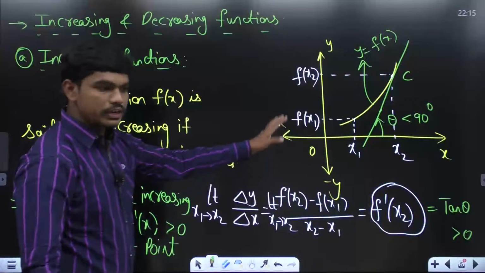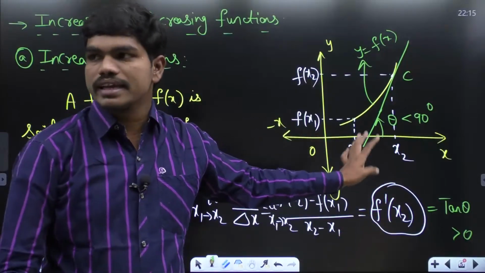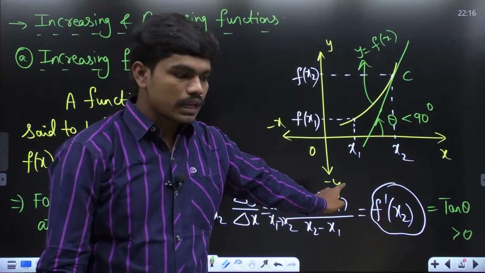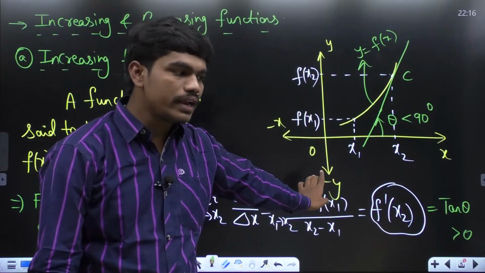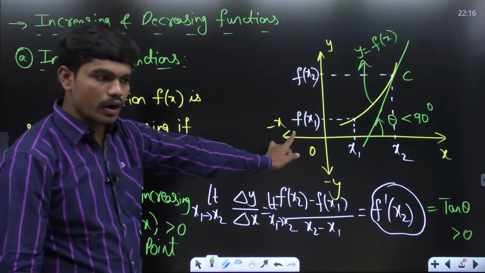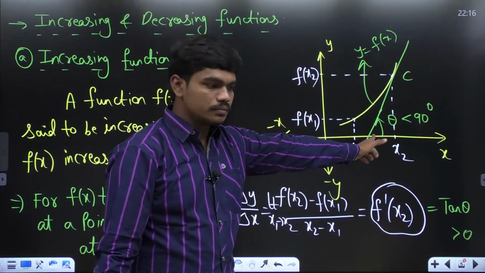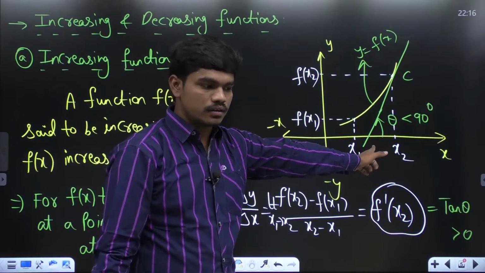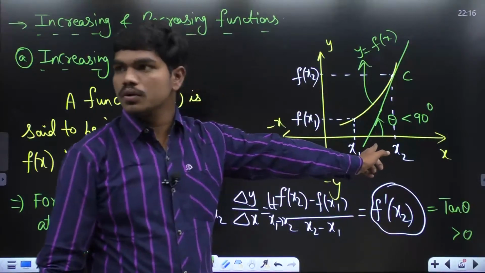Is this clear to all of you? Did you all understand why for a function to be increasing, its derivative should be positive at a given point? Can you all understand this? Yes or no? Please tell me. All of you, please respond, whoever is on live.